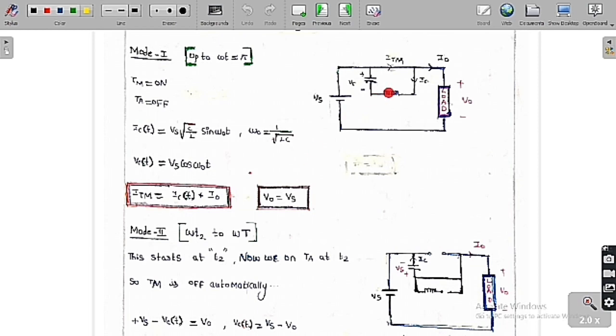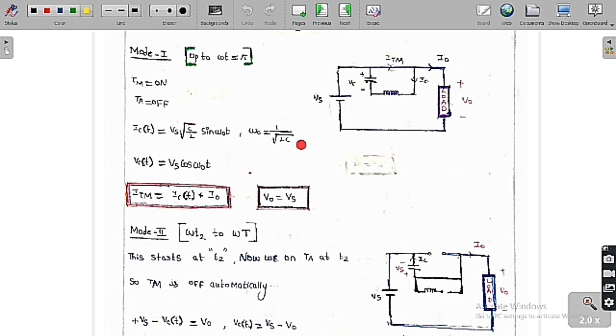If you want to know the capacitor voltage, it is Vs into cos omega naught t, where omega naught is equal to 1 by under root of LC. Here IC is upward, therefore it is downward. If you apply KCL at this point, the thyristor current is the summation of the capacitor current plus the load current I naught. If you apply KVL in this loop, we get the output voltage equal to the source voltage, so V naught is equal to Vs.